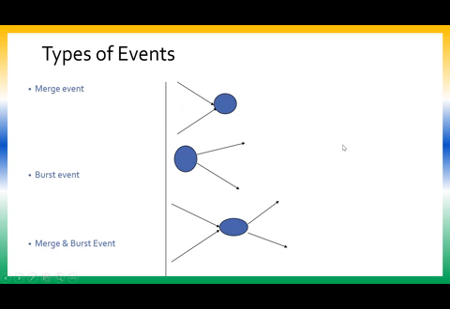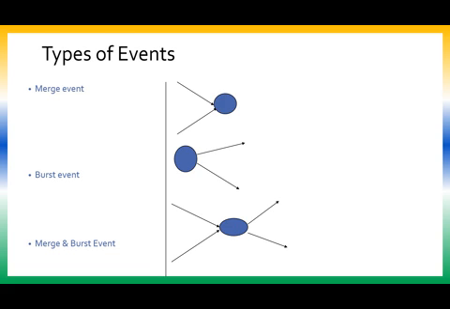So events can be broadly classified into three types. First one, merge events, when multiple activities are coming into a single event. When one event is marking the finish of multiple activities, then such an event is called merge event.